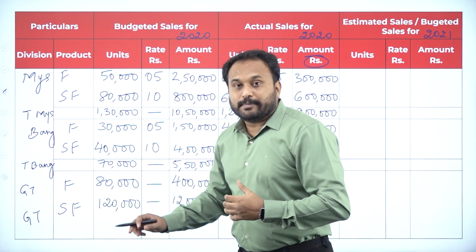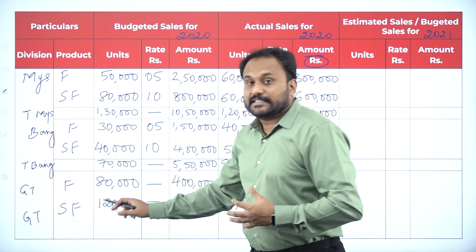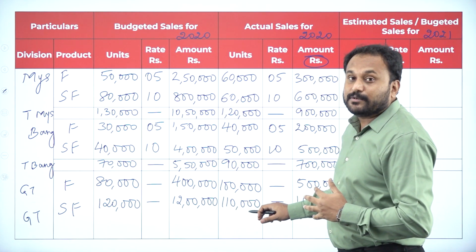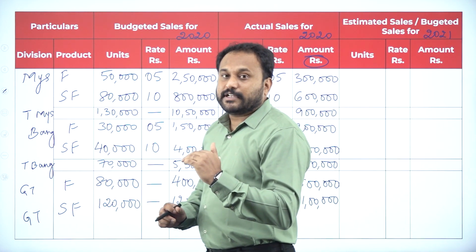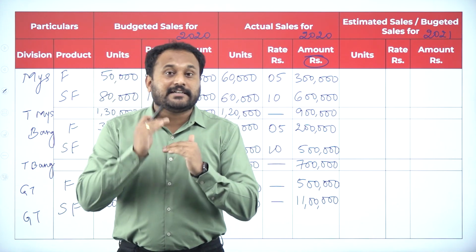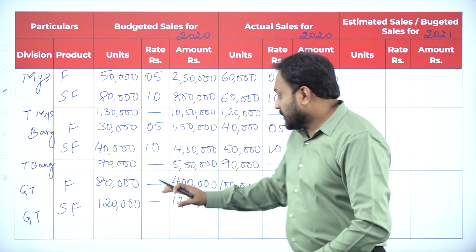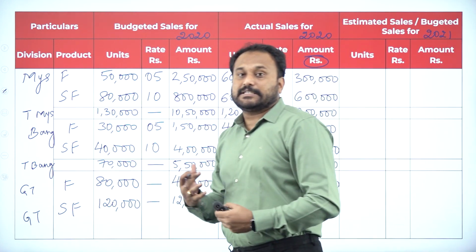Now super fine, they said that 1,20,000 is their target. Now we'll check how much they have done is 1,10,000. That means somewhere there is a problem with super fine. They cannot touch the target. That is the thing what the company has already given. So this is how you will actually analyze the sales budget.